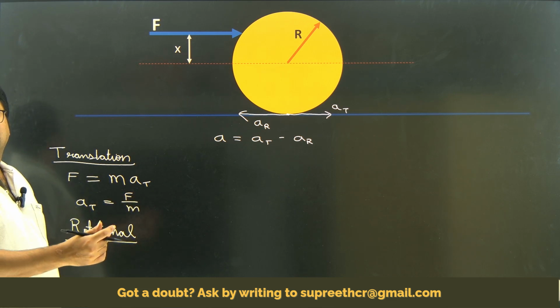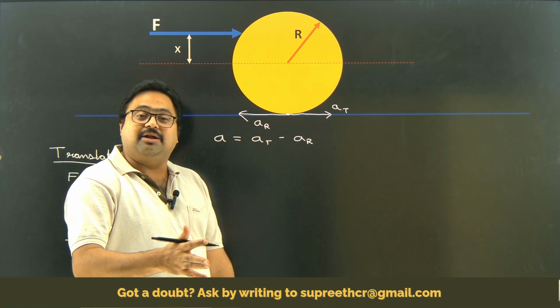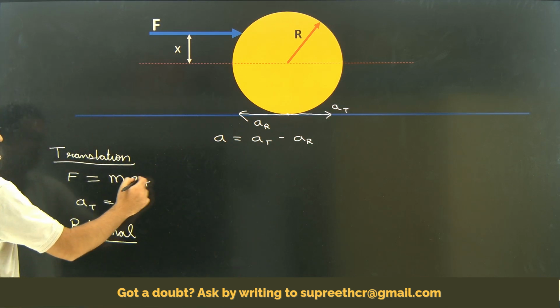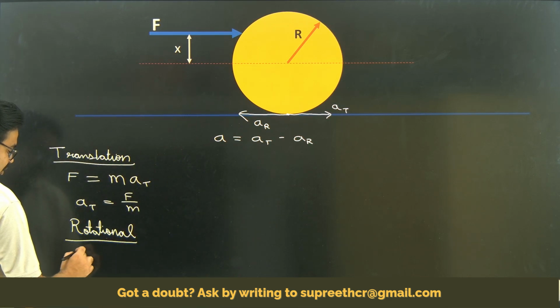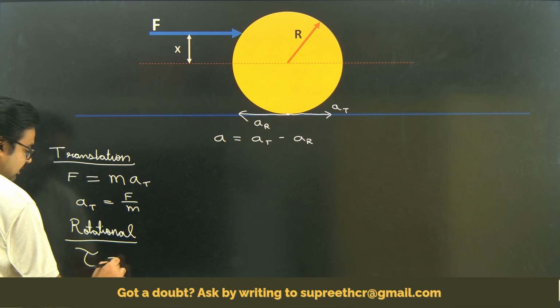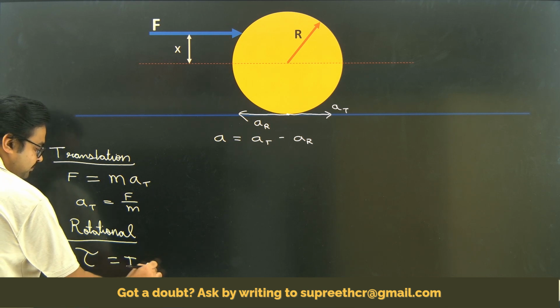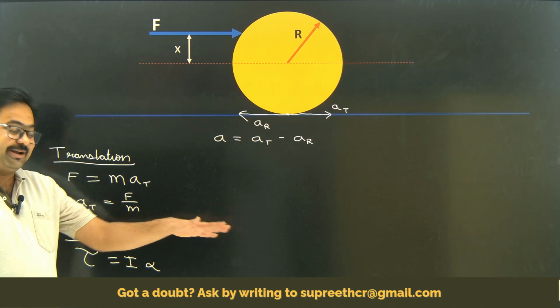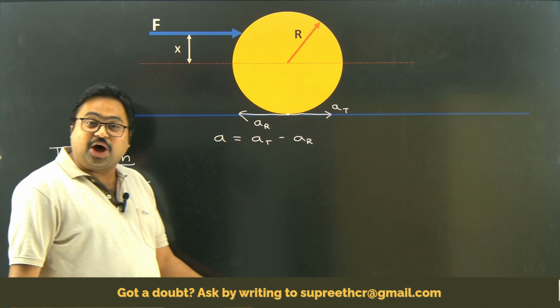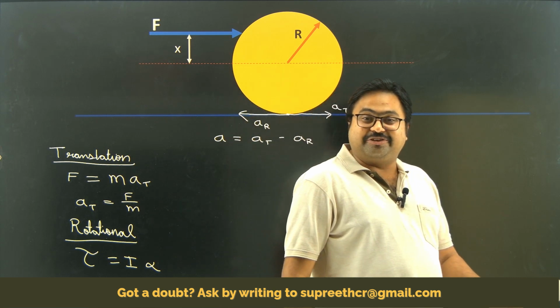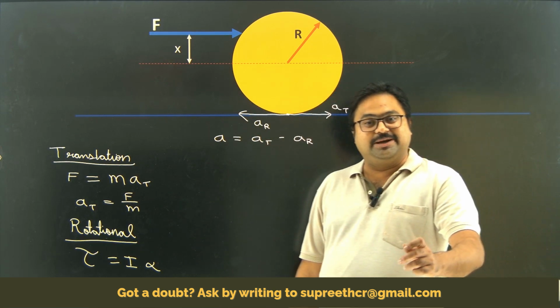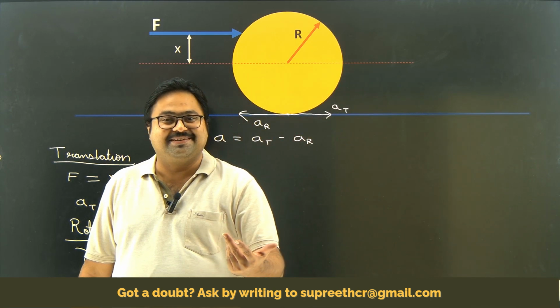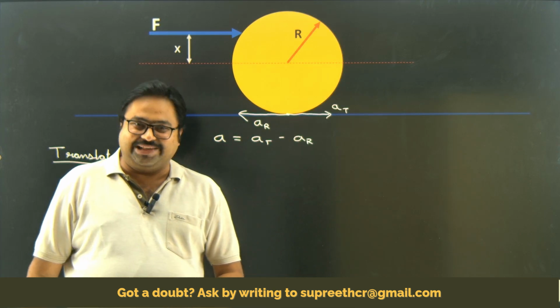You will have to write down Newton's second law for rotational dynamics. Just like F is equal to m into at, you have tau equal to I alpha. This is F equal to m into a for rotational dynamics. Tau is torque, I is moment of inertia, and alpha, my dear friends, is angular acceleration. And this body is pure rolling.